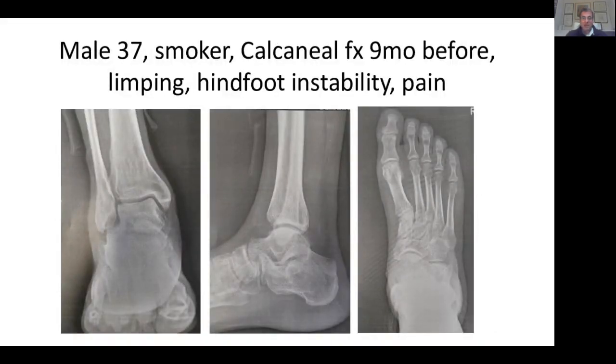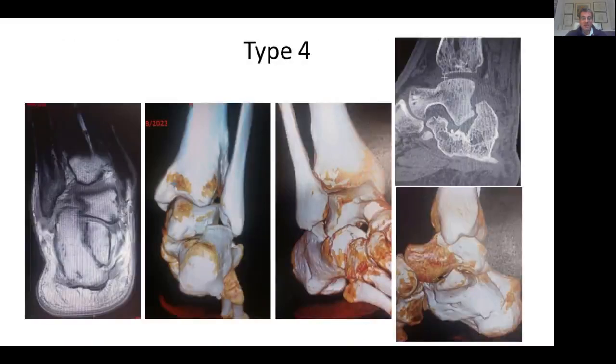The case I showed you at the beginning is a patient who is a smoker and had a calcaneal fracture only 9 months before, and is in very bad pain. He's limping and he feels his hindfoot is unstable. Something needs to be done about it. And unfortunately, this fracture was left untreated. Even if he is a smoker, that could be reduced quite easily, even with minimally invasive surgery.